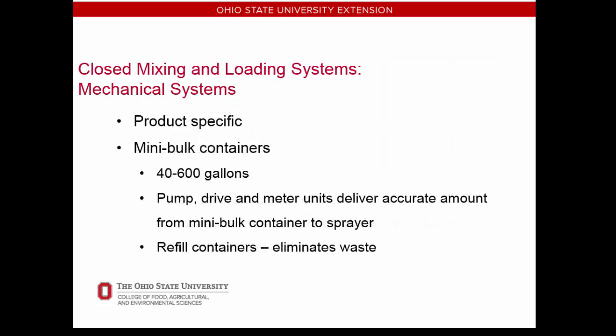These systems are product specific, and when used with computer controls, the applicator can switch between several different products as they make their application. Many bulk tanks from 40 to 600 gallons also use a mechanical closed system to transfer material from the mini bulks to the sprayer. By using mini bulks, the container can be returned and refilled. Some distributors actually make custom mixes to meet your specific needs.